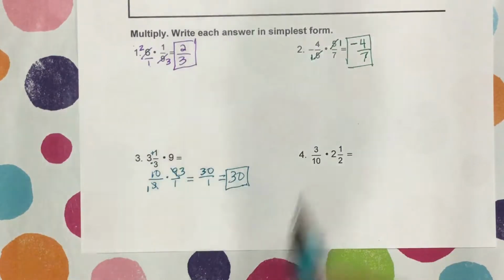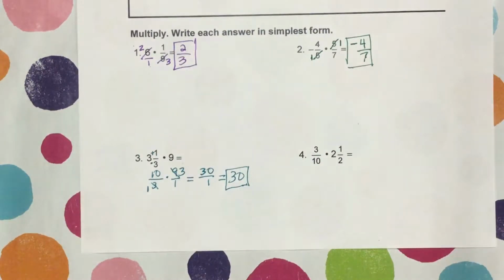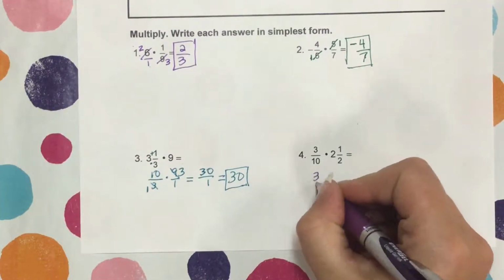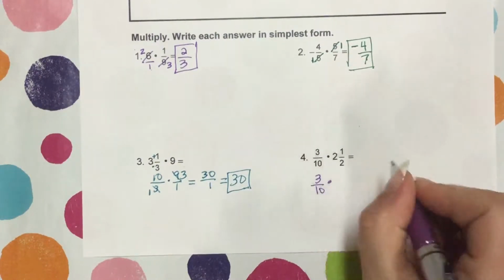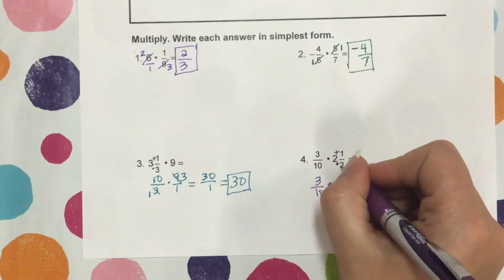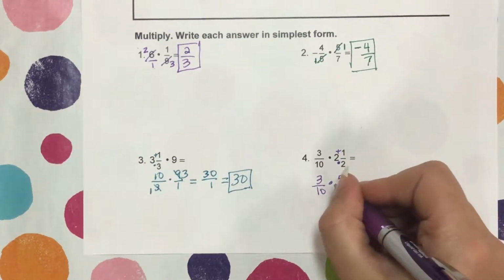Here we go. We have 3/10 times 2 and 1/2. I see a mixed number. And mixed numbers, we always have to change those to improper fractions. So at this point, I'm just going to rewrite the 3/10. And then we have to change this. So we're going to multiply and then add. 2 times 2 is 4, plus 1 is 5. So we have 5 over 2.